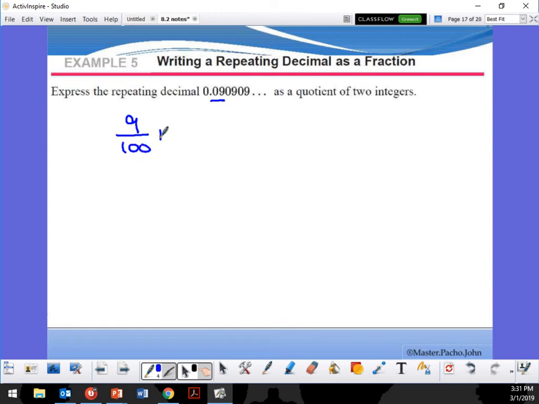God, I could not think of that. There you go. 9 over 100. Tenths, 90 hundredths. I was like, what? Yeah. All right. So the next one's going to be what? So if it's 9 over 100 plus another 9 over 100. Wait. Oh.